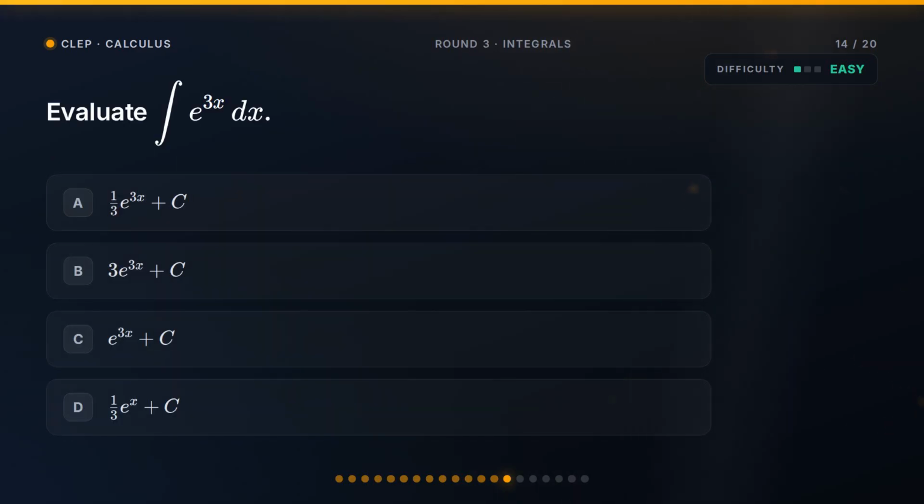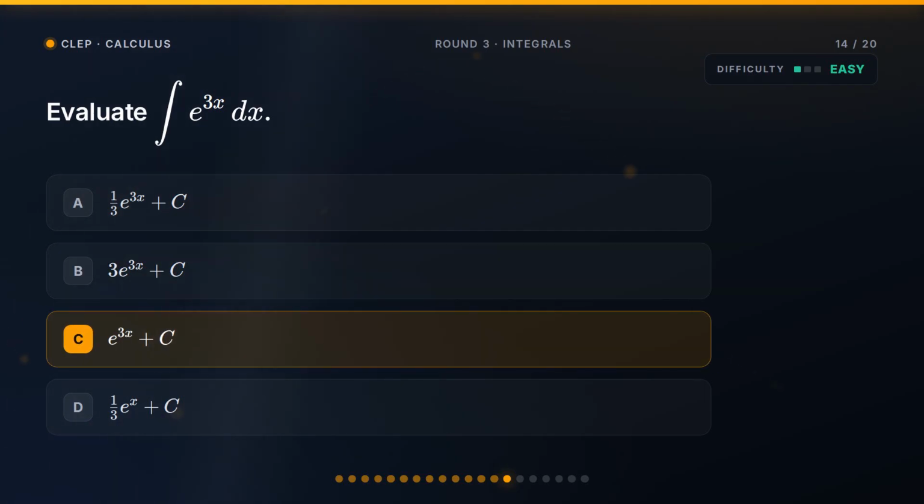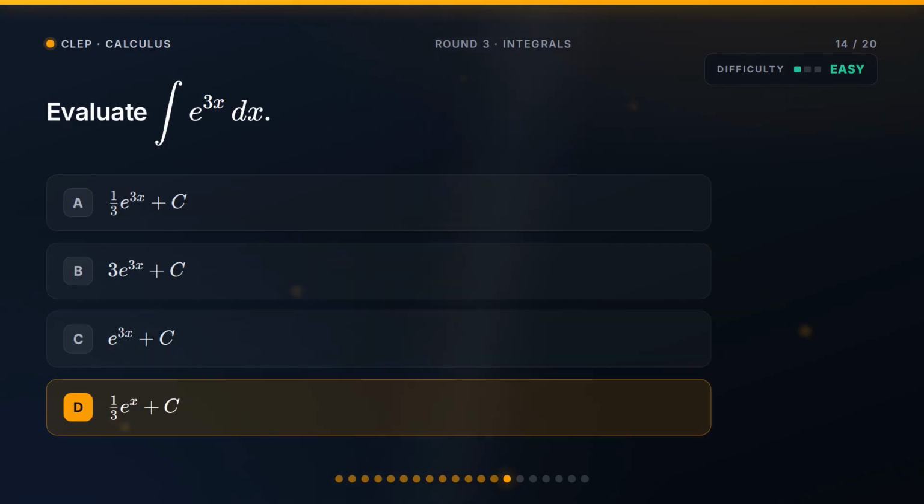Question 14. Find the indefinite integral of e to the 3x dx. A. 1/3 e to the 3x plus C. B. 3e to the 3x plus C. C. e to the 3x plus C. D. 1/3 e to the x plus C.